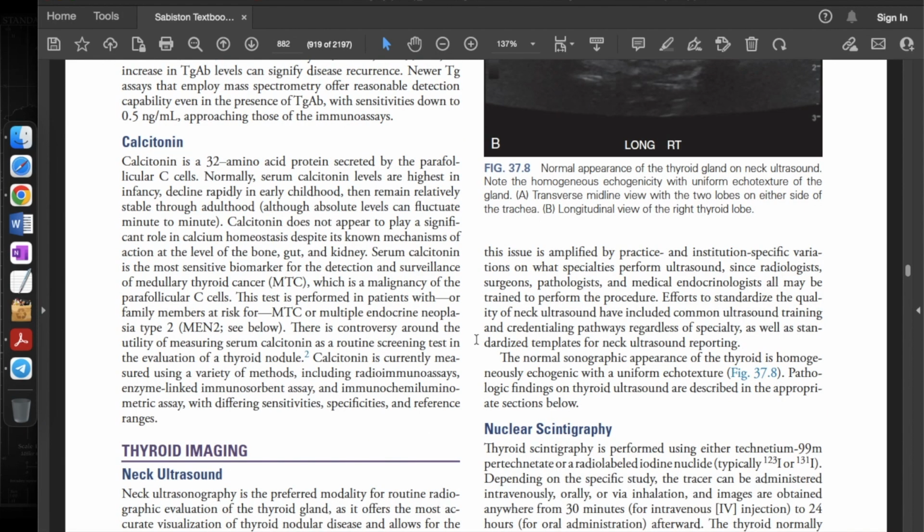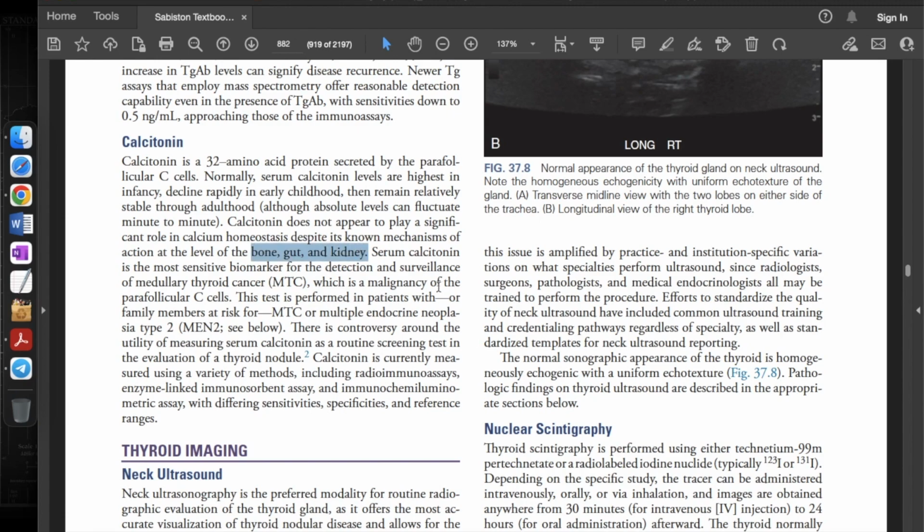Now lastly, calcitonin. It is a 32 amino acid protein secreted by the parafollicular C cells. Normally, serum calcitonin levels are highest in the infancy, decline rapidly in the early childhood, then remain relatively stable through adulthood, although absolute levels can fluctuate minute to minute. Calcitonin does not appear to play a significant role in calcium homeostasis, despite its known mechanism of action at the level of the bone, gut, and kidney.